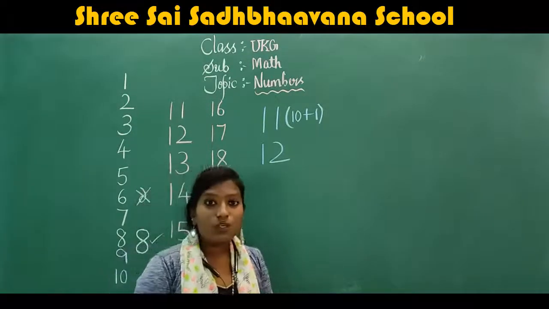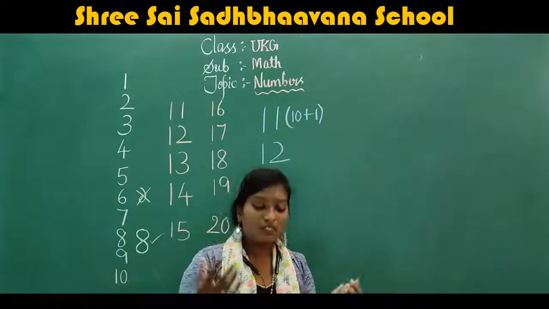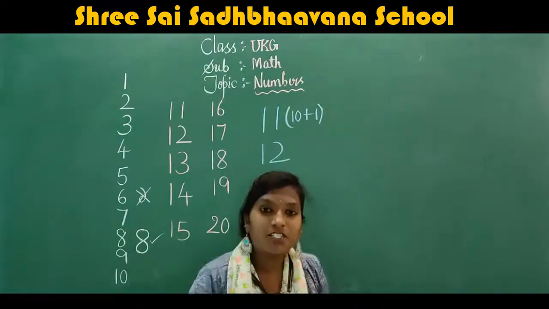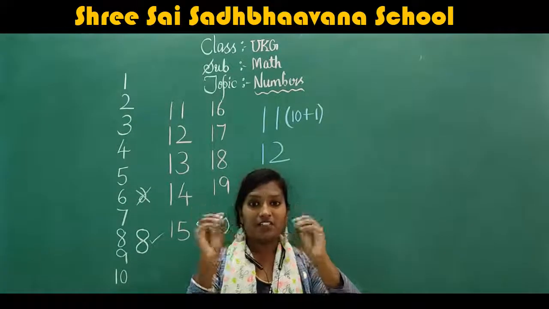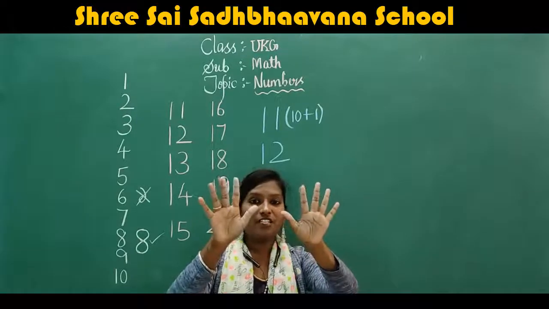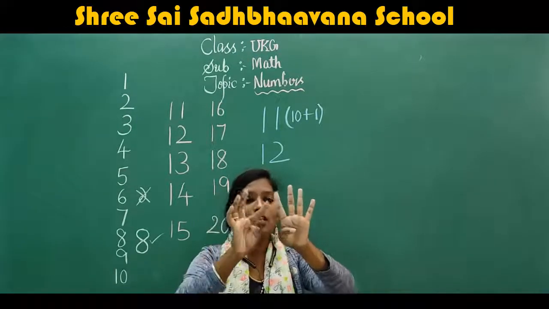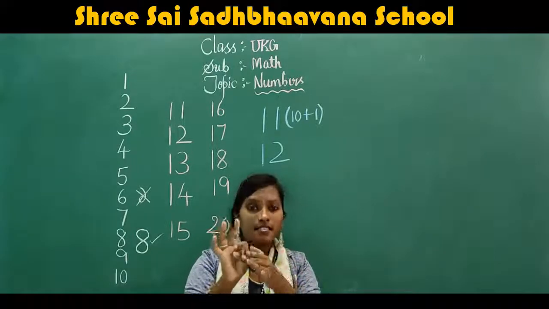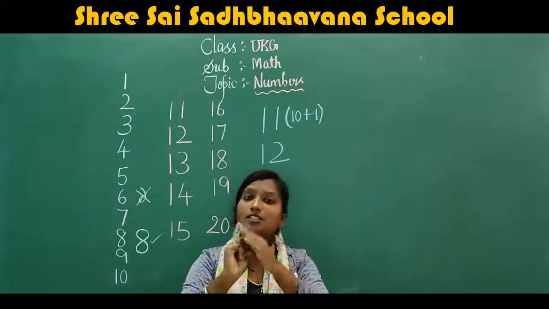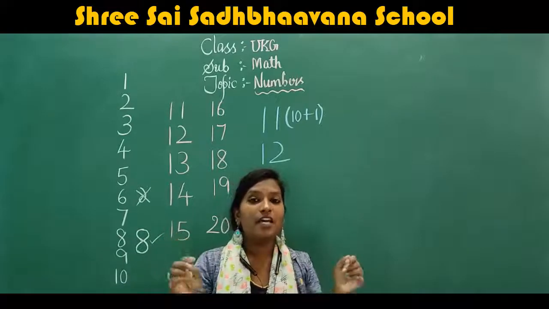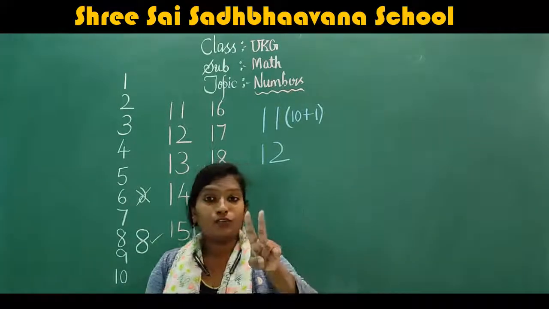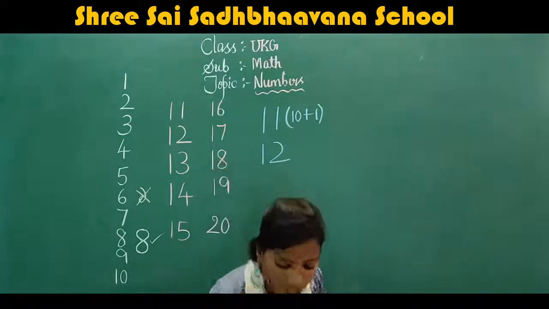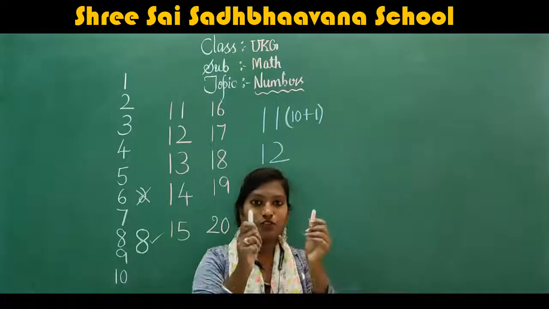10 plus 2, 12. In my hand, children, 10 fingers are there, right children? 10 fingers. 1, 2, 3, 4, 5, 6, 7, 8, 9, 10. 10 fingers are there and we should add 2 fingers, or to chalk.